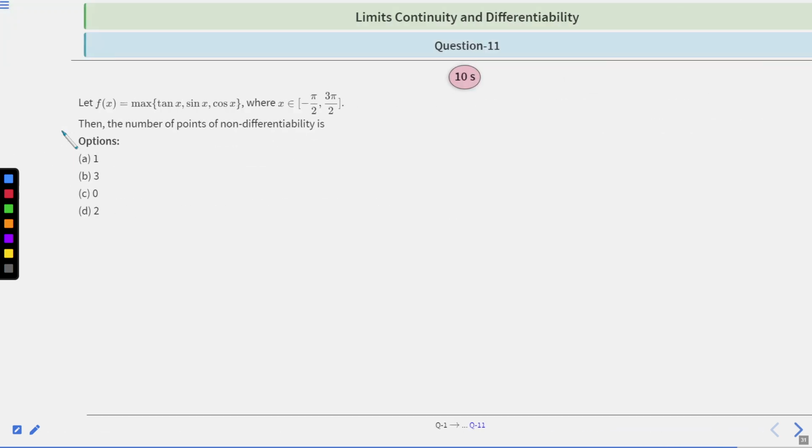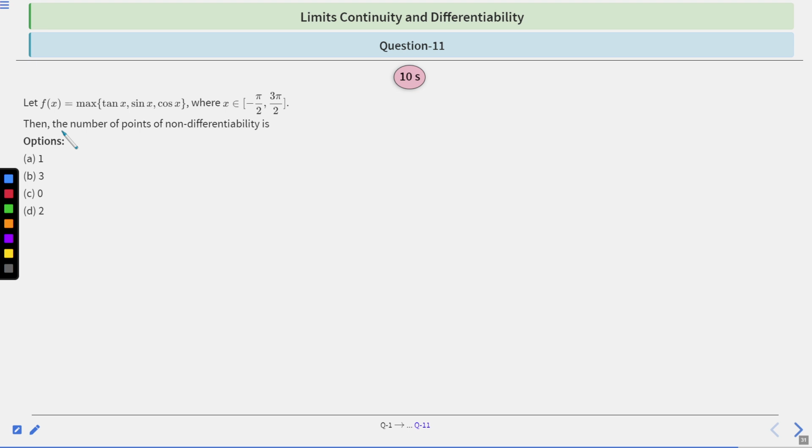Let's move to the next question, question number 11, which says: let f(x) be the maximum of tan x, sin x and cos x, where x belongs to -π/2 to 3π/2. Then the number of points of non-differentiability is? The hint of this question is that we can draw the graph of tan x, sin x, cos x, and we can see the number of points where a corner is taking place. You have 10 seconds to solve this question. After 10 seconds, we will discuss the solution.